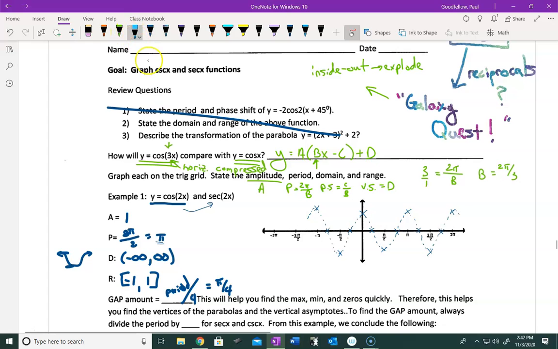Now, believe it or not, you almost have the secant wave ready to go just by this parent wave that you figured out. So the parent cosine is related to the idea of the reciprocal secant. Now, what we're going to do is exactly like we did on Galaxy Quest. We're going to turn this graph inside out, and it's going to explode.